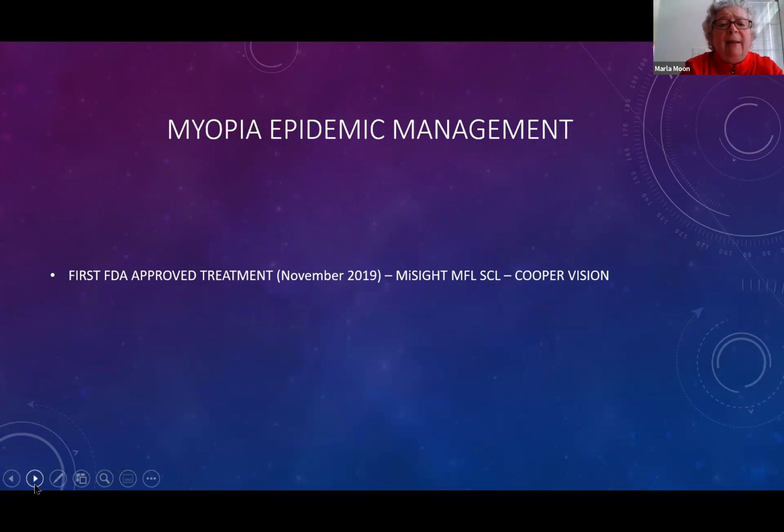So let's talk about that. Let's talk about the first treatment to get Food and Drug Administration approval for the treatment of myopia. And this came out in November of 2019. Cooper Vision is a contact lens manufacturer, and they got an FDA approval for treatment of myopia progression in a contact lens called MiSight. It's a multifocal soft contact lens.